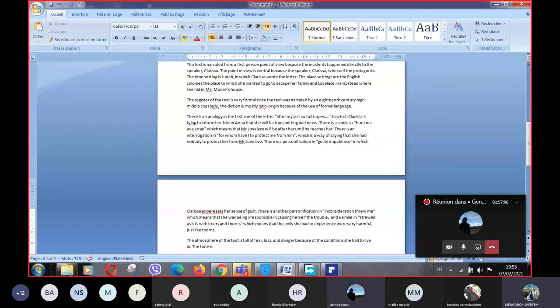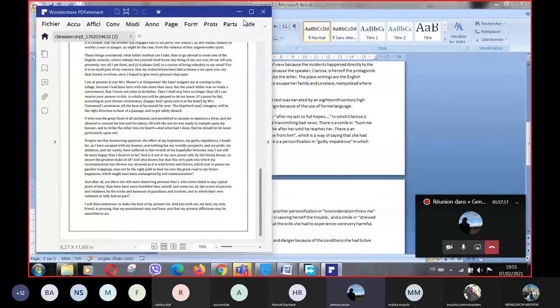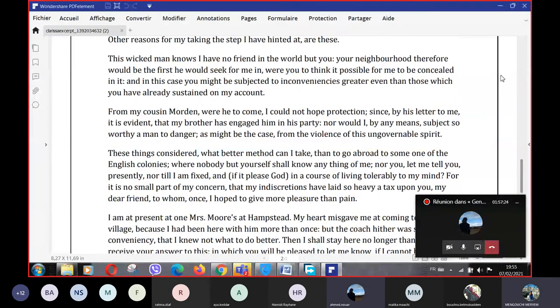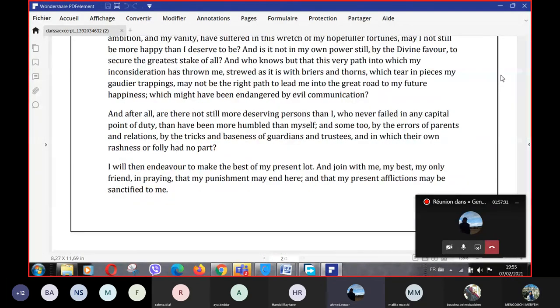So the tone is related to the feeling of the author. How does Samuel Richardson feel about her? Clarissa had the right reward at the end. Okay, let's see someone else. What do you think of the tone, the others?